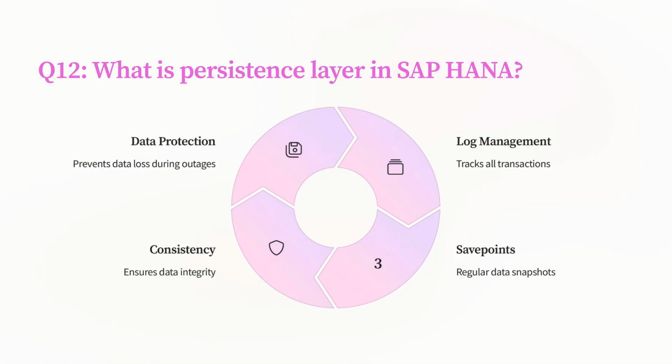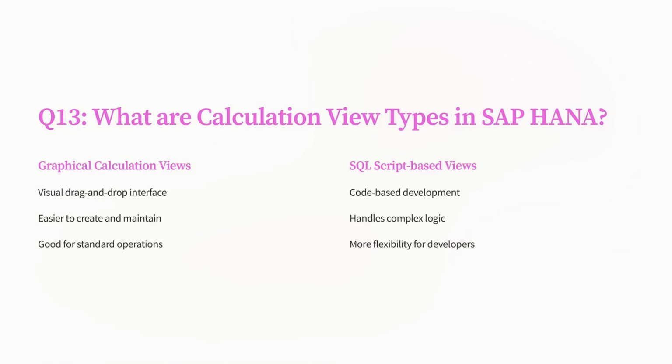12. What is the persistence layer in SAP HANA? The persistence layer ensures data is not lost in case of a power failure. It manages logs and data save points, providing durability and consistency. 13. What are calculation view types in SAP HANA? There are 2 types: graphical calculation views, using drag and drop, and SQLScript-based calculation views for complex logic.